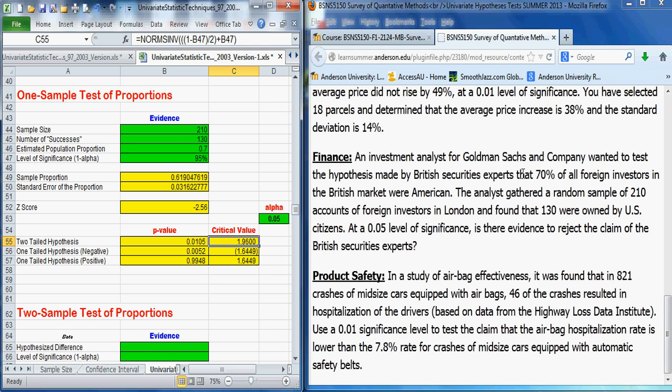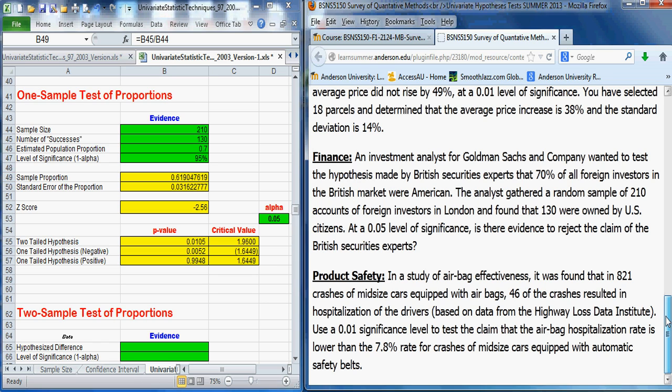Keep in mind the null was that the proportion was equal to 70%. In this case we reject that because the actual proportion right here, it calculates it at 61.9%. So we reject the null and declare that the statement, 70% of all foreign investors are American, is not true.